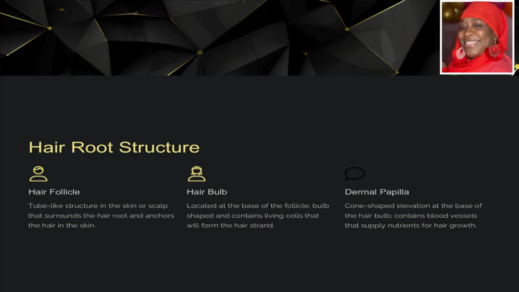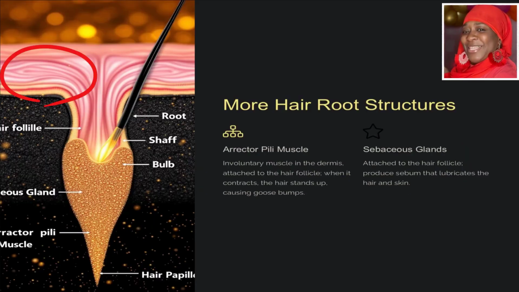Hair root structure. Hair follicle: tube-like structure in the skin or scalp that surrounds the hair root and anchors the hair in the skin. Hair bulb: located at the base of the follicle, bulb-shaped, and contains living cells that will form the hair strand. Dermal papilla: cone-shaped elevation at the base of the hair bulb that contains blood vessels that supply nutrients for hair growth.